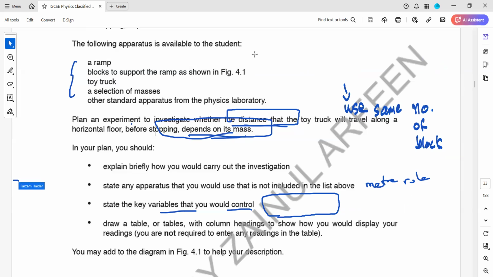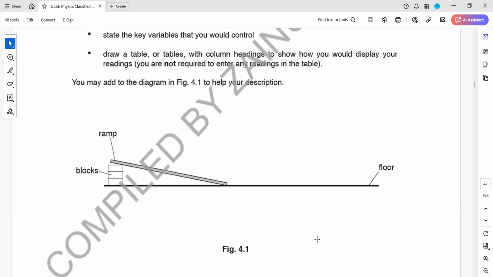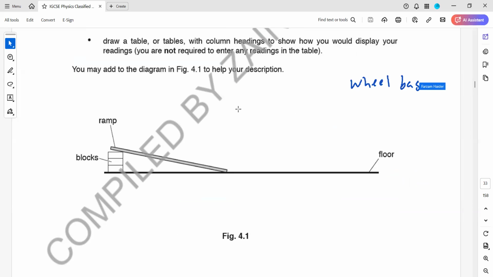But you cannot say the mass. Why you cannot say the mass? Because we are investigating how the mass affects the distance traveled by the truck. That is the investigation. If you keep the mass the same, how can you find the effect of the mass?